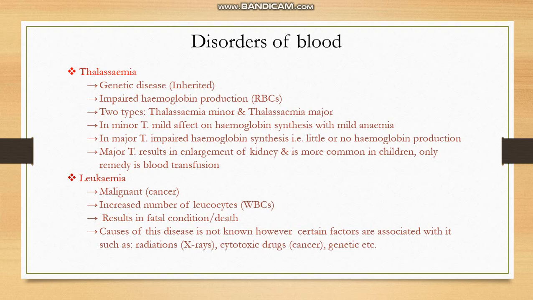There are two types of thalassemia: thalassemia major and thalassemia minor. In thalassemia minor, it only affects hemoglobin synthesis with mild anemia, which means deficiency of blood, while in thalassemia major, the hemoglobin synthesis is impaired, that is, there is only little or no hemoglobin production at all. So, this is a serious condition.